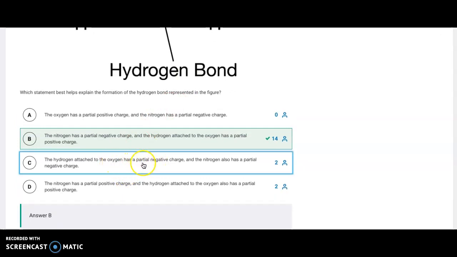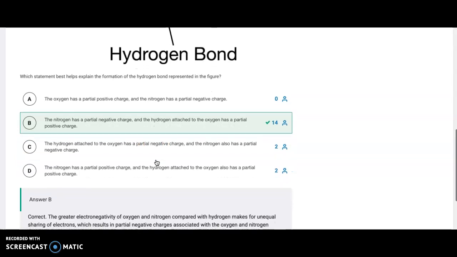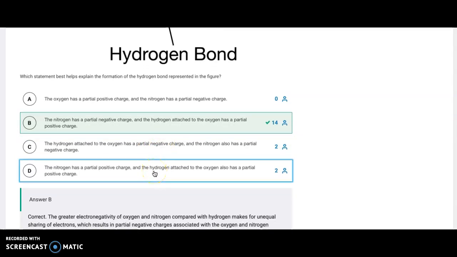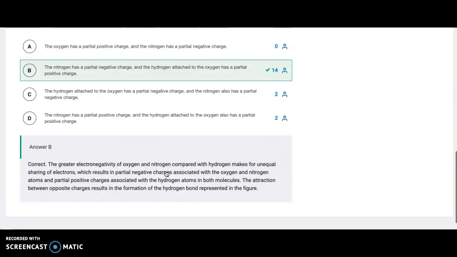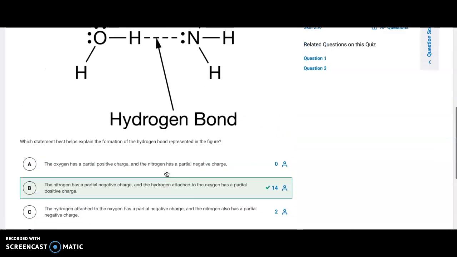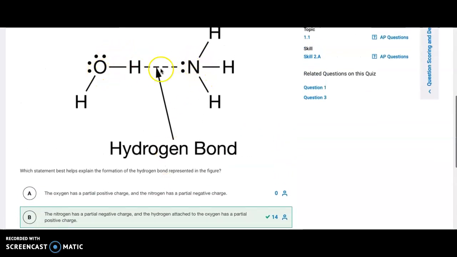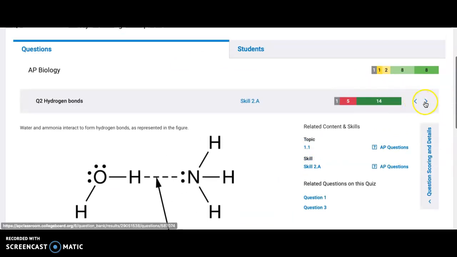Some of you got it wrong because you flipped hydrogen and nitrogen in terms of their charges. And some of you said that they both have a positive charge, which does not work. So we need to think about electronegativity. The electronegativity of nitrogen and oxygen is going to pull electrons from their associated hydrogens closer to them, making nitrogen more negative, making oxygen more negative. The result will be that all of these hydrogens will have a slight positive charge and will be attracted to any nearby negative charge.